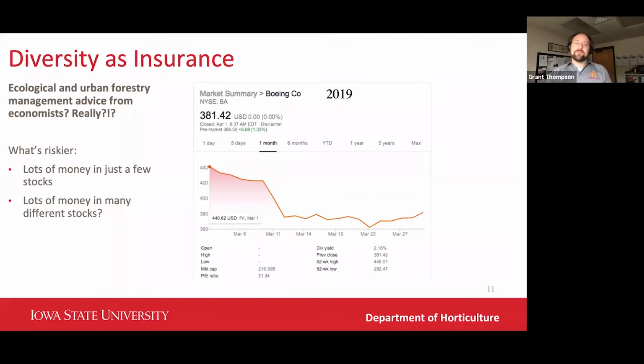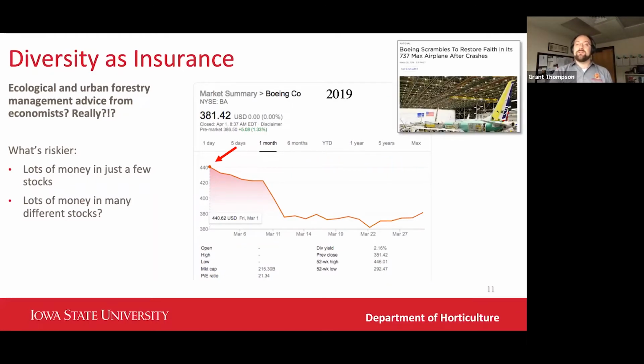So when we talk about diversity, of course, diversity is a kind of insurance. And it's interesting that we can actually look to economists and economic theory to help us better understand ecology. So, when we think about stock portfolios, we might think about diversification as a way to mitigate risk. So what's riskier? If you have all your money in one stock, say Boeing, for example, this is from about 2019, had a nice stock price sitting here at about 440 a share, and something happened. If you're not familiar, this would have been the first incident of the Boeing 737 MAX airplane crashing.